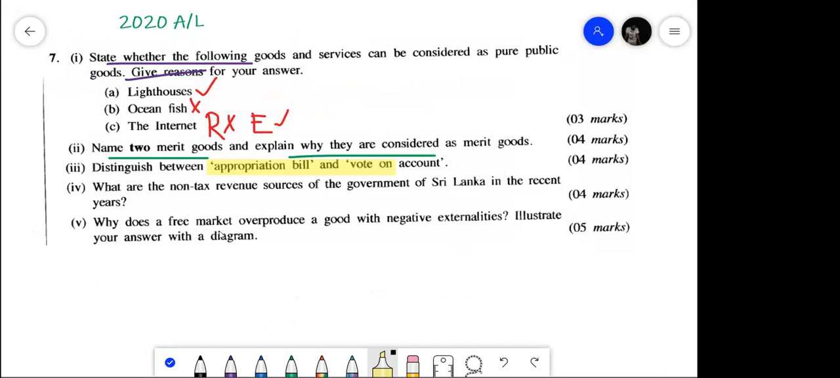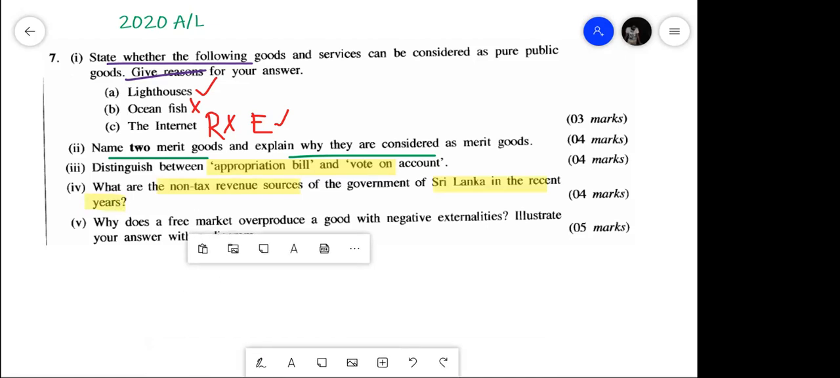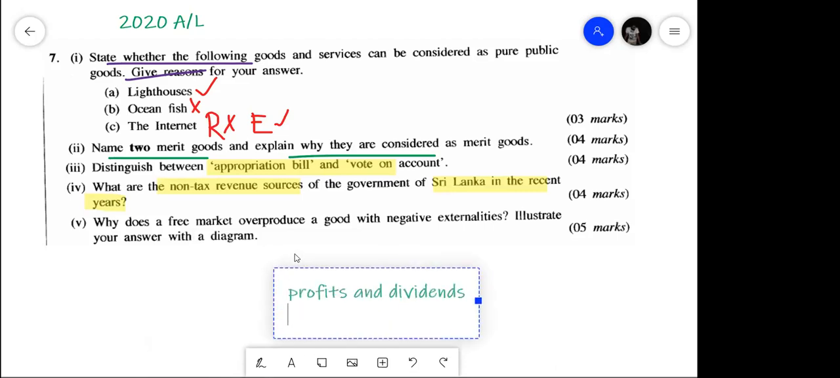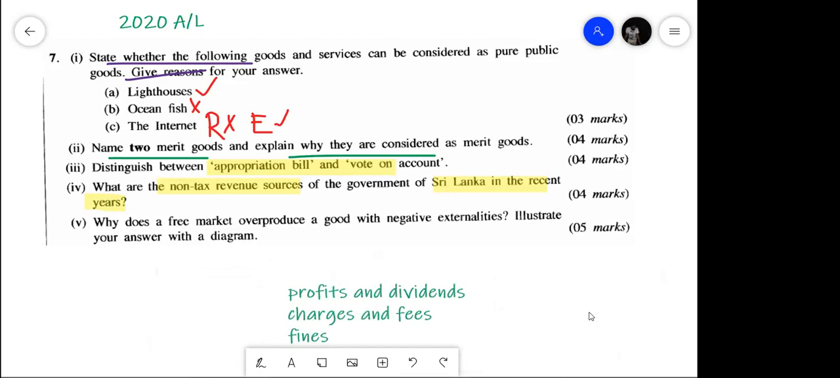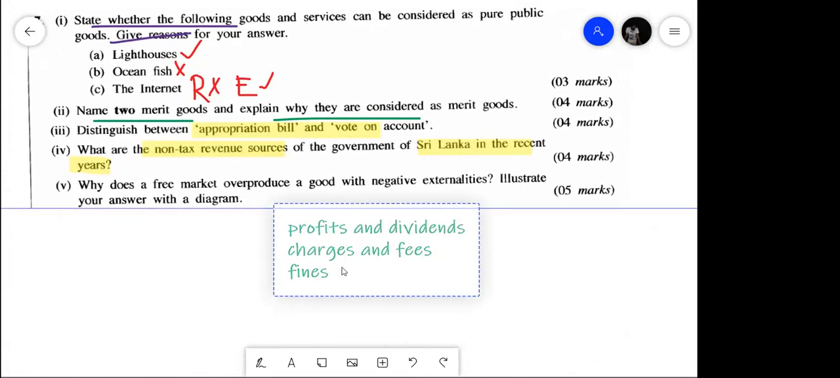Okay. The last two questions for the day, and then we're done. What are the non-tax revenue sources of government in recent years? I think I gave you all this, it is there in the central bank report. Okay, so charges and fees, profits and dividends. What else? Fines, I think. Interest and rent income. Social security contributions. Lottery income. So you can put in different things like that.